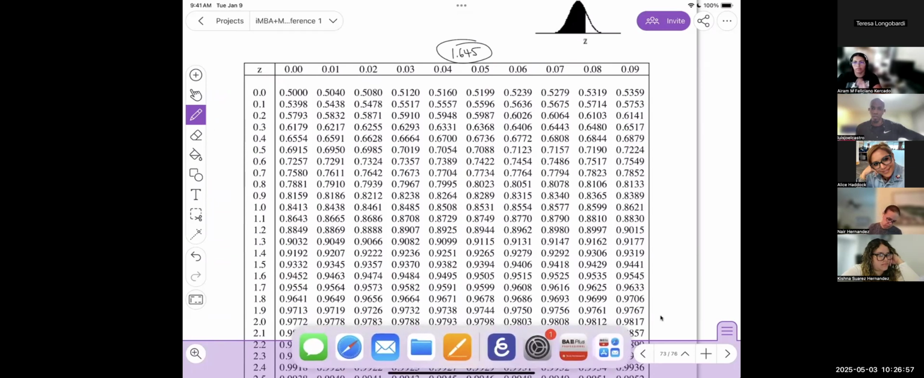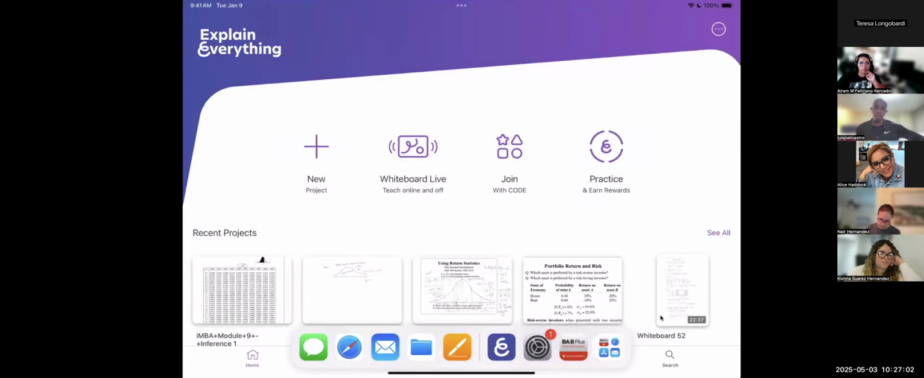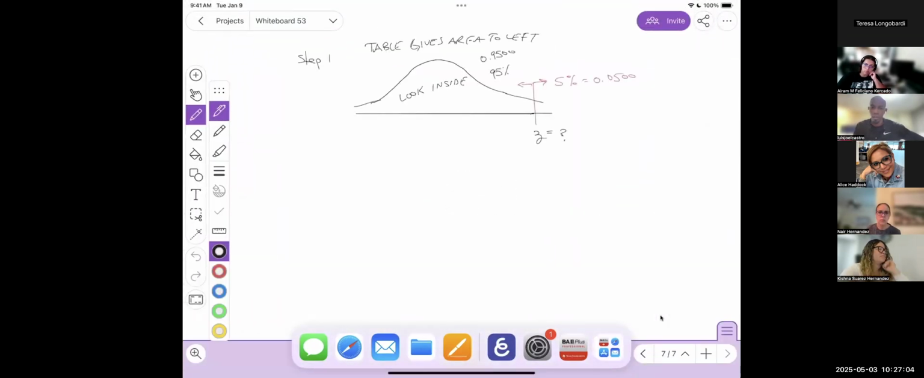1.645. Questions about that? Those are the rules I outlined, which makes sense for the best we can do. If you put it in Excel, you get more precision, but this is what we can do with the table. You guys can use either one. Okay, so 1.645. Are we finished?